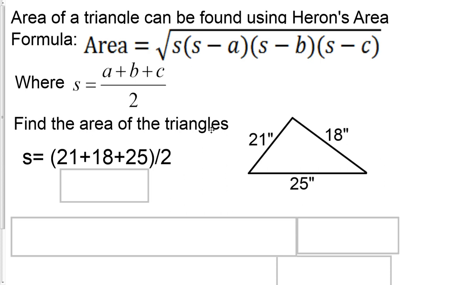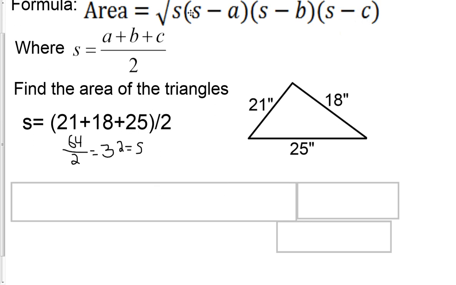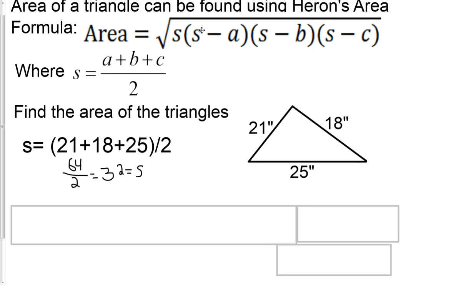So find the area of the triangles. We're going to do a couple of these. We've got semi-perimeter here: 21 plus 18 plus 25, divided by 2. So 39 plus 25 is 64, and then half of 64 is 32, our semi-perimeter. Now we're going to plug that in. So square root of 32 times 32 minus 21 times 32 minus 18 times 32 minus 25. And the order does not matter, right? Clearly it doesn't matter which is A, B, or C. You're still going to get the same answer because each one's included.